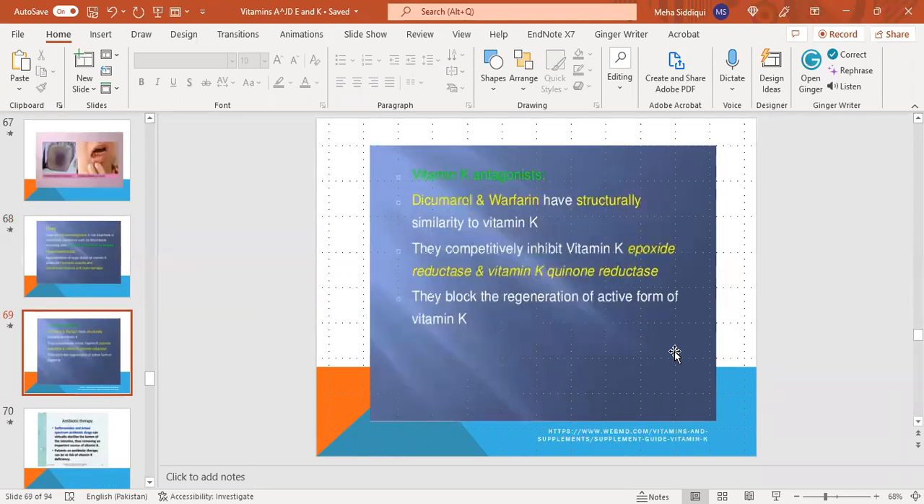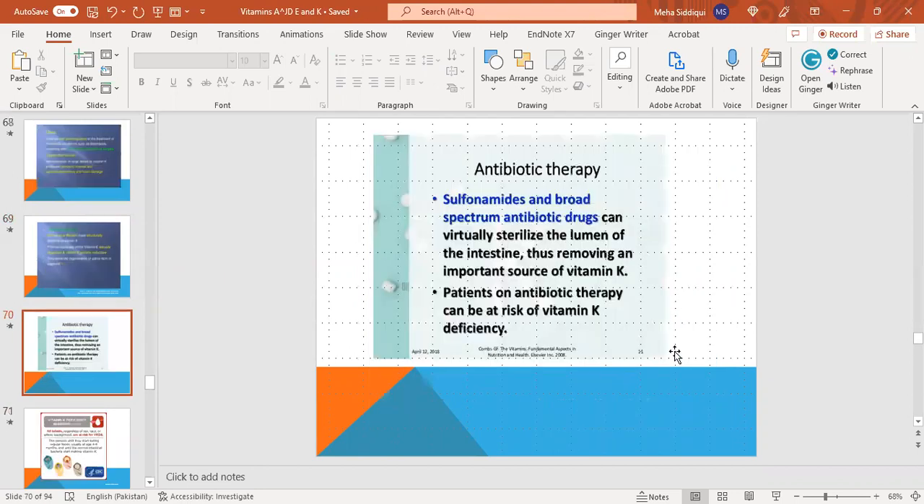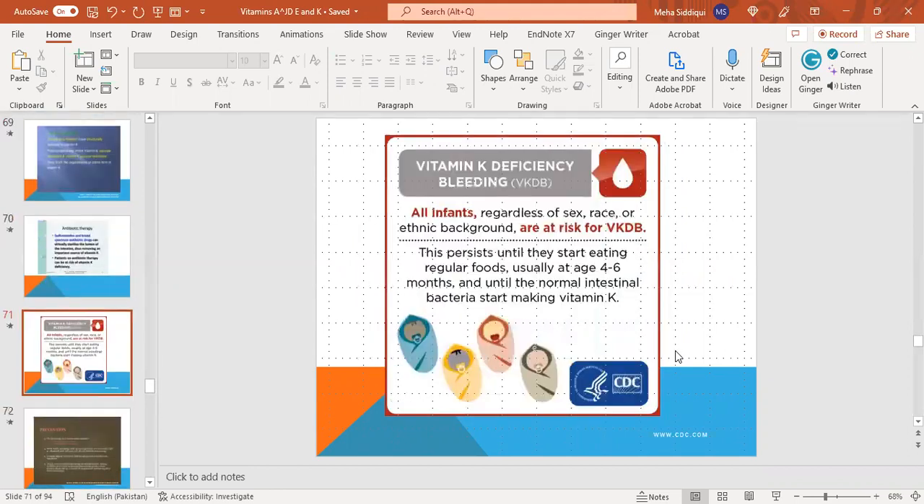Vitamin K antagonist. Dicumarol and warfarin have structural similarity to vitamin K. They competitively inhibit vitamin K epoxide reductase and vitamin K quinone reductase, which block the regeneration of the active form of vitamin K. Antibiotic therapy. Sulfonamides and broad-spectrum antibiotic drugs can virtually sterilize the lumen of the intestine, thus removing an important source of vitamin K. So patients on antibiotic therapy can be at risk of vitamin K deficiency.